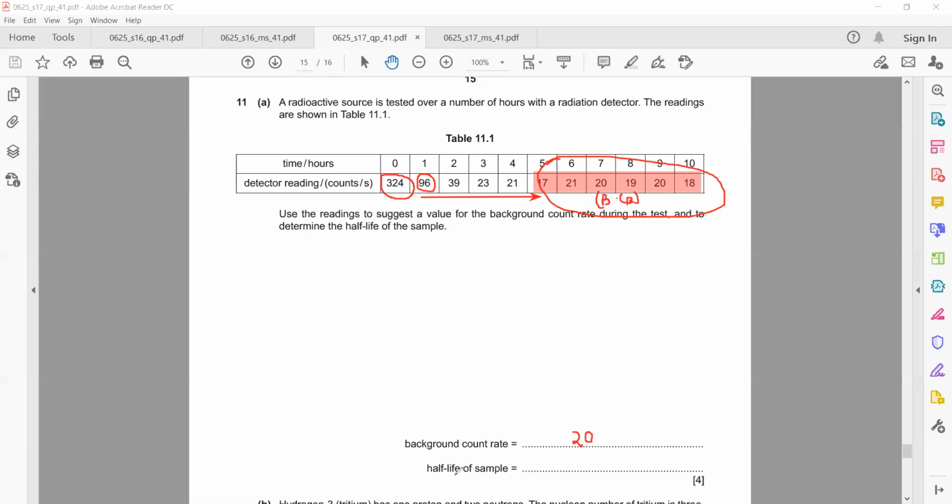Now what we need is the half-life. As we know, the detector reading is equal to source plus surrounding or background. So the first value on the detector is 324. 20 are due to background. How many radiations are there from the source? So 304 radiations are from the source.